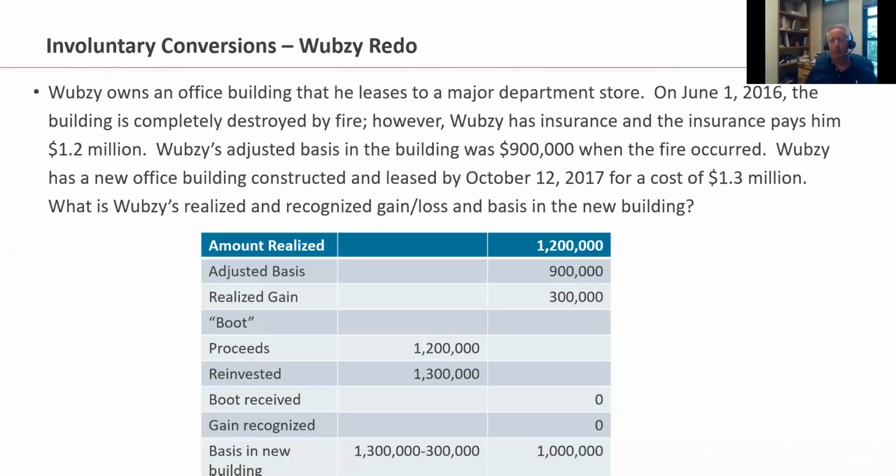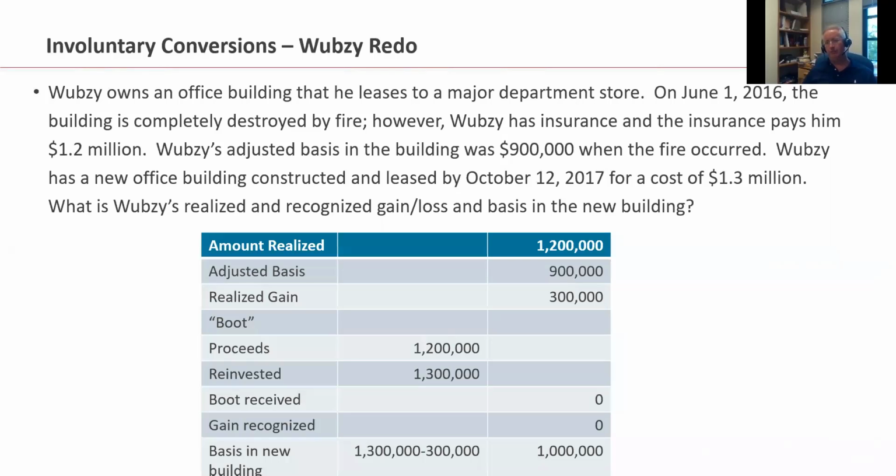When we think about what is his basis in the new building, this is where that previous rule for like-kind exchanges comes in pretty handy. What's the fair market value of his new building? Well, it's $1.3 million. That's what he just spent on it. What is his deferred gain? $300,000. So what's his basis in the new building? $1 million.